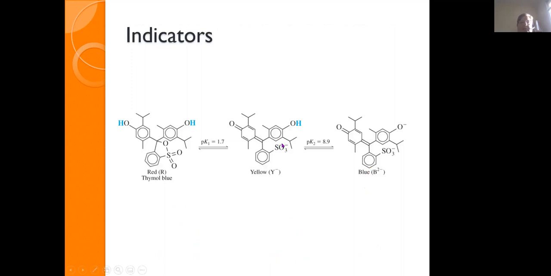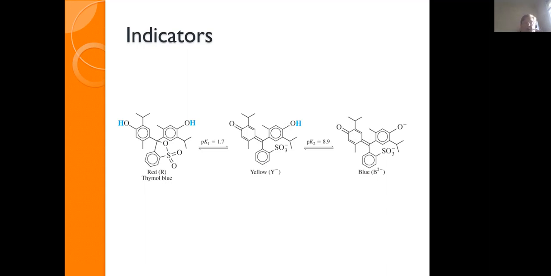Okay, so the next thing we're going to talk about is indicators. So indicators, this one is thymol blue, and what they are is they are themselves weak acids and bases. It just so happens that their acid and base forms are different colors. So as we deprotonate thymol blue, we start out with red. We go through its first pKa, it turns to yellow. And then if we go through the second pKa, it turns to blue.